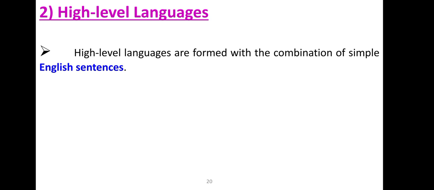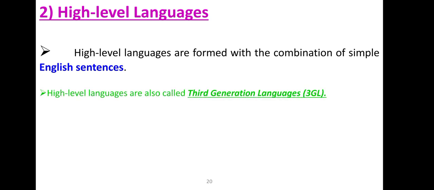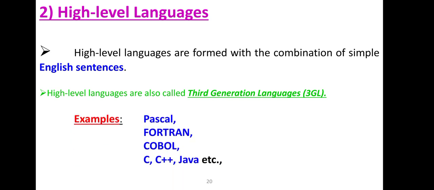So it is easy for the user to create and read the sentences as instructions to the computer. High level languages are easy from the programmer's point of view, but very difficult for the computer to understand. These high level languages are generally known as third generation languages. Third generation languages are Pascal, Fortran, COBOL, C, C++, Java. We are all familiar with these languages, which are known as high level languages.